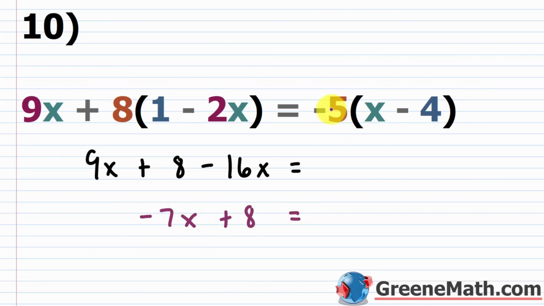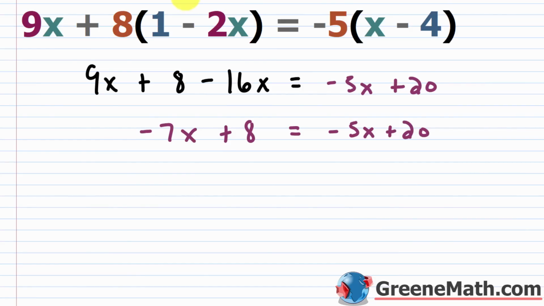On the right, I have negative 5 times x, which is just negative 5x. And then negative 5 times negative 4, let's say that's plus 20. So let's copy that down here. So negative 5x plus 20. On the left and on the right, everything is as simple as I can make it. So basically, I'm just going to move all the variable terms to the left. So let's add 5x to both sides of the equation. And then I'm going to move all my constants to the right. So let's subtract 8 from both sides of the equation.